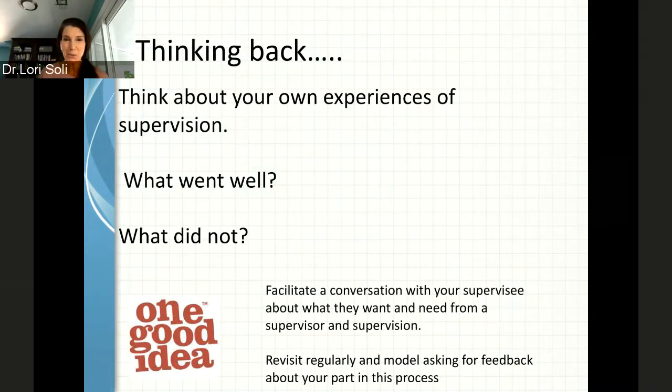Any experiences of what did not go well? Oh, I can share one. One of my supervisors in grad school, all they could say to me was, "You did a good job. That was great." I got no feedback on what I was not doing well.